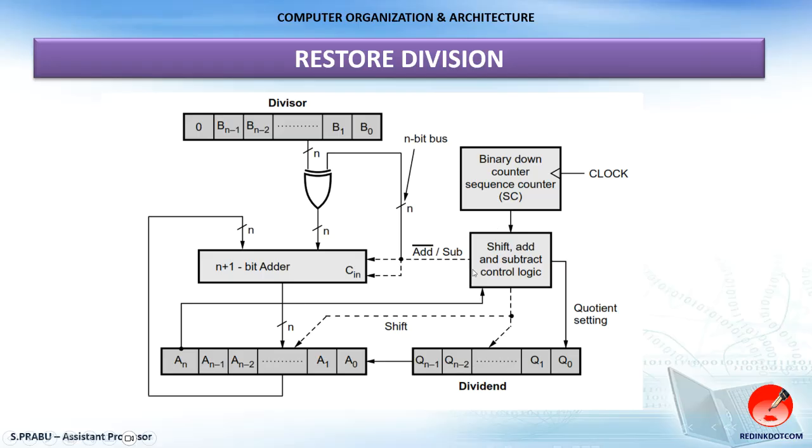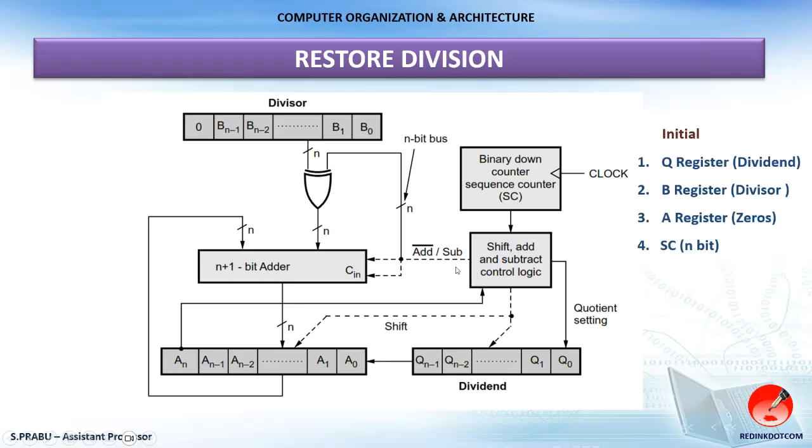Let's conclude the initial stage of the division operation. So Q register contains the dividend value, B register contains the divisor value, A register contains zeros initially, then sequence counter contains the n value. N value is nothing but the number of bits we divide. For example, this circuit is particularly for the 32-bit division operation, so sequence counter is reset as 32.